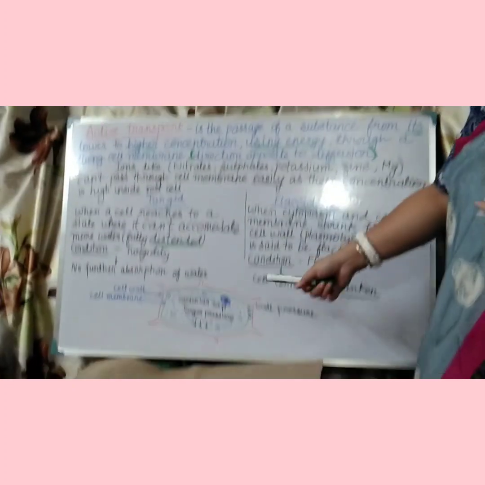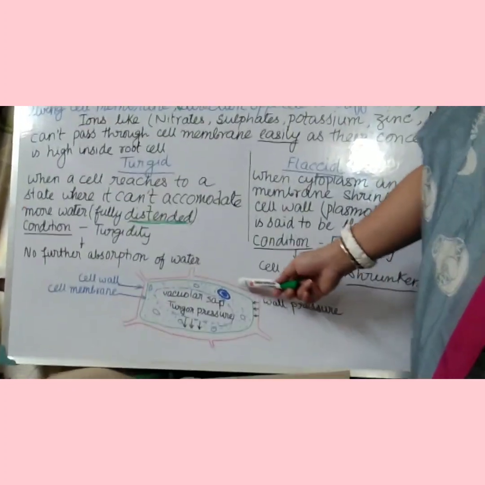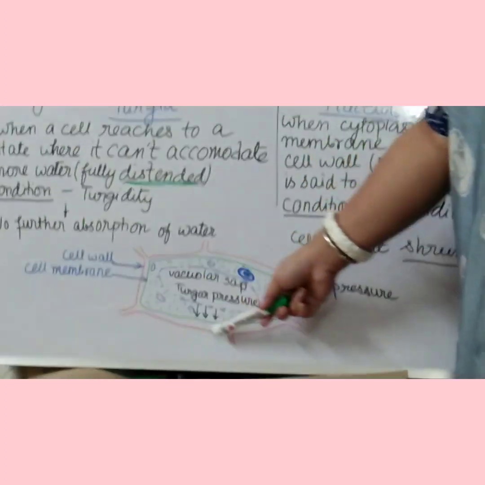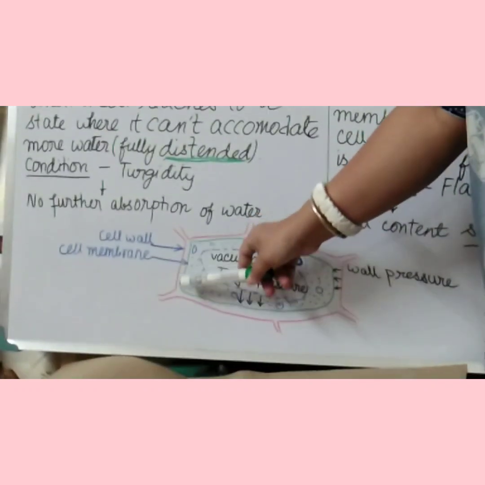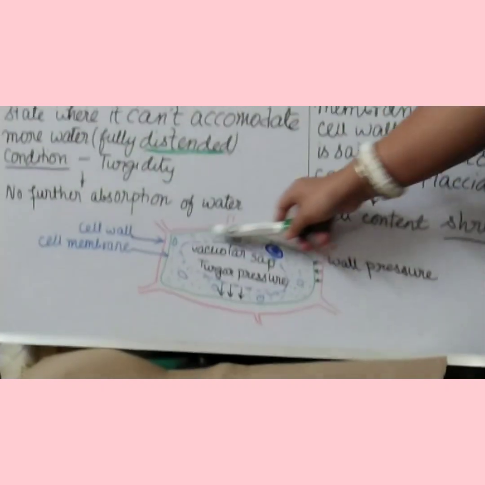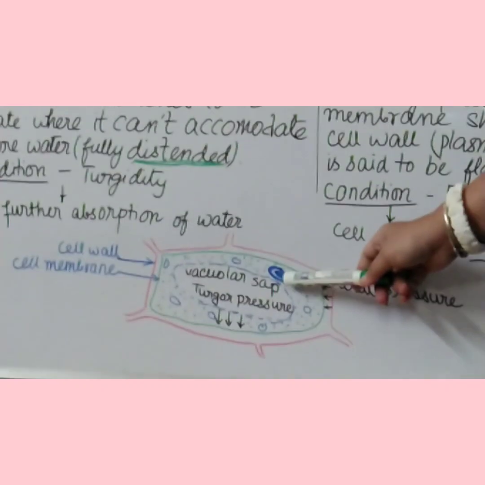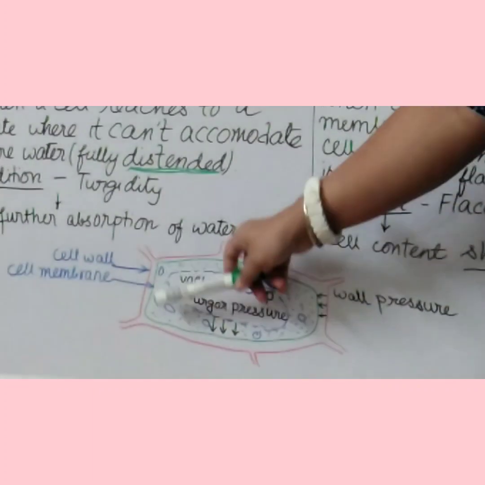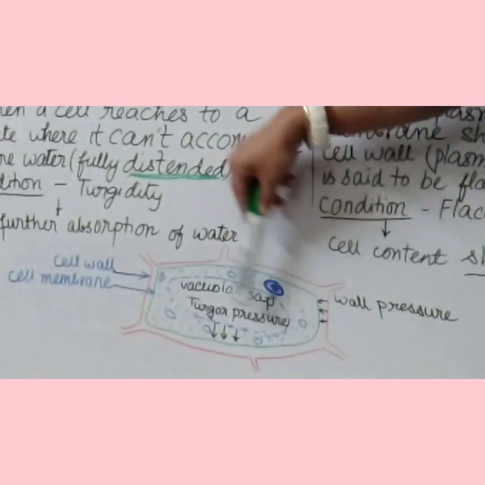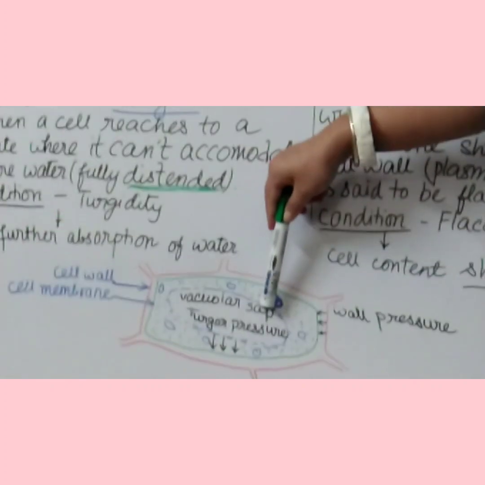Okay, now look at the board again. See this diagram. Outside, the red colored line I have drawn as the cell wall. The inner green color line I have drawn as the cell membrane. This is the nucleus. Inside this is the vacuole. This dotted structure is the cytoplasm. The vacuole is filled with vacuolar sap.